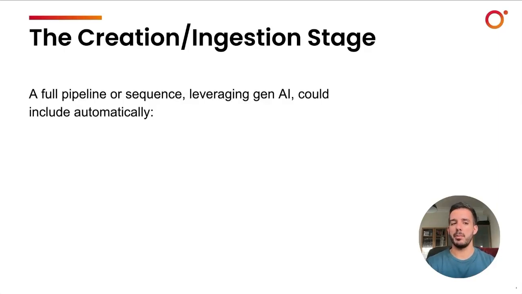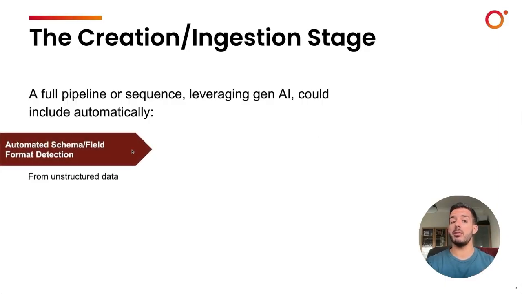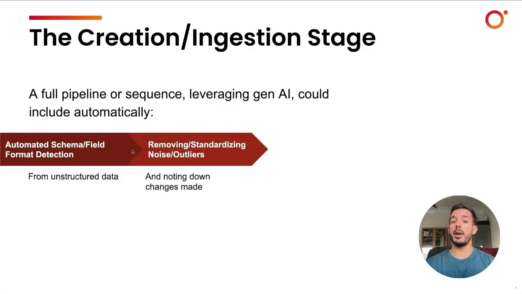So what could be a full pipeline or sequence that would leverage GenAI at this stage in terms of the operations in general? Well, we could start by feeding the unstructured data to an LLM for automated schema detection and value range detection. After that, we could automatically standardize or remove the noise or outliers and noting down what were the changes that were actively made by GenAI versus the original dataset.